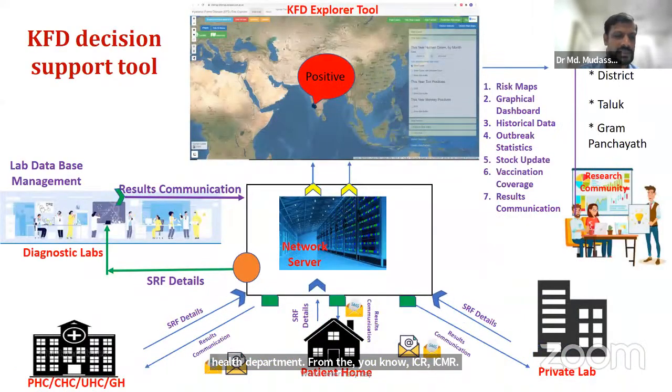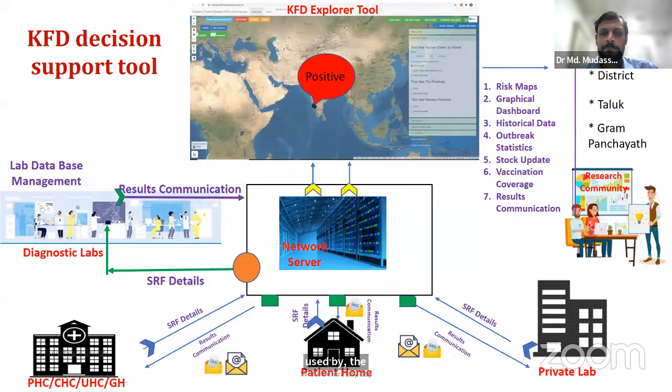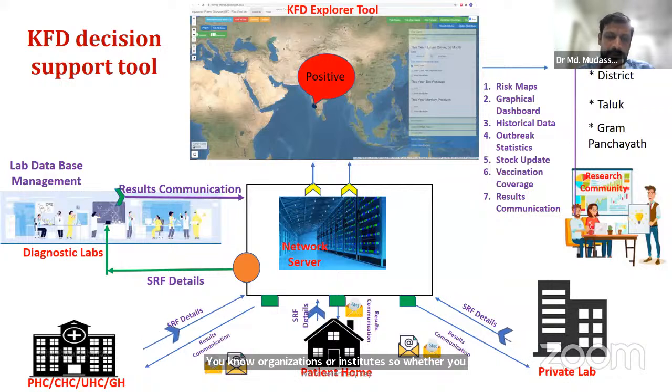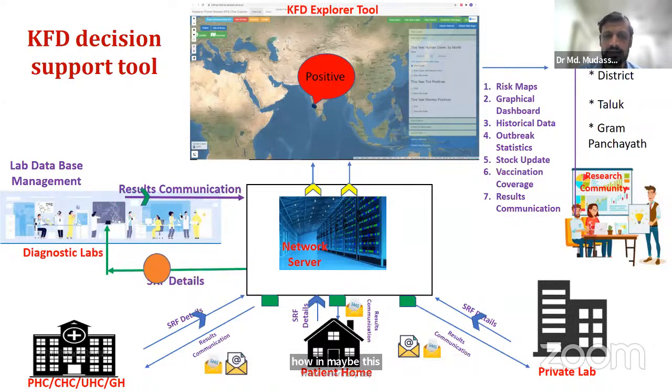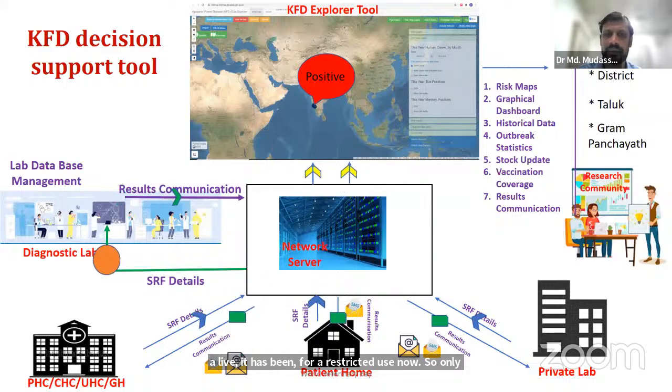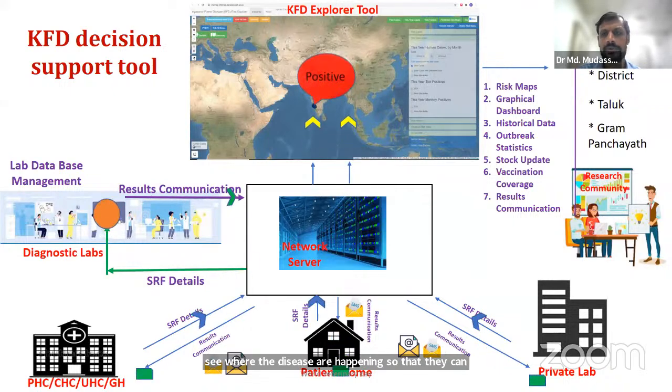We also came up with a decision support tool, which can be used by different organizations or institutes. We demonstrated this tool to the animal husbandry department, the human health department, and also the forest department. Whenever there is a positive, it shows you on the map whether it is a monkey positive or a tick positive case. The tool is alive, but it has restricted use now. Only people with login credentials can access it and see where the diseases are happening, so that they can prevent it earlier. And still this year we're having a lot of cases of KFD.